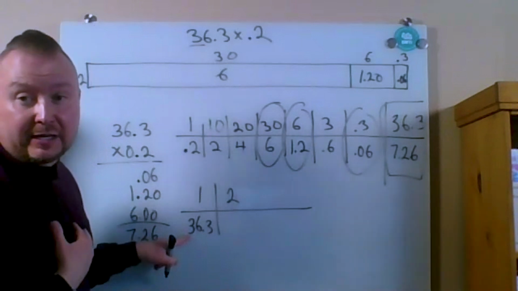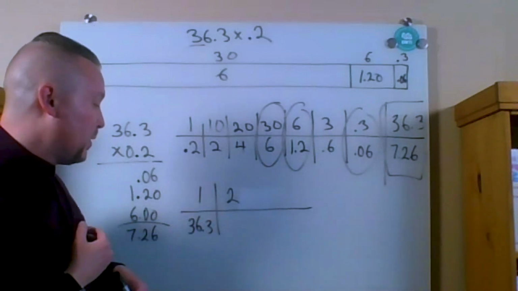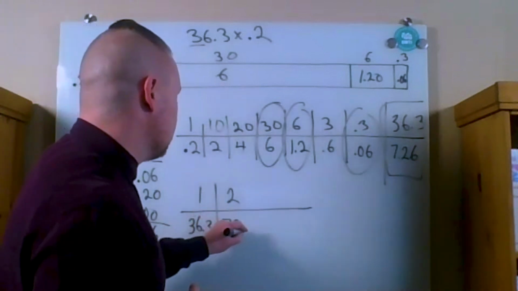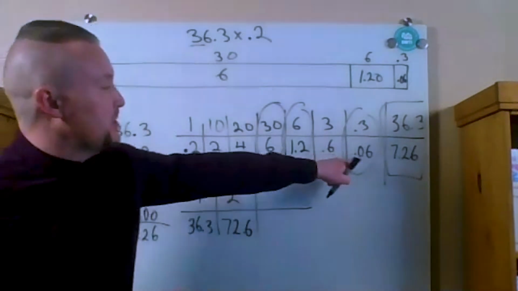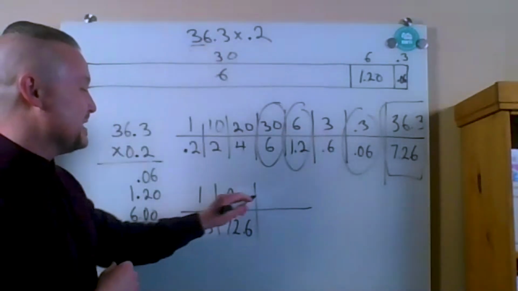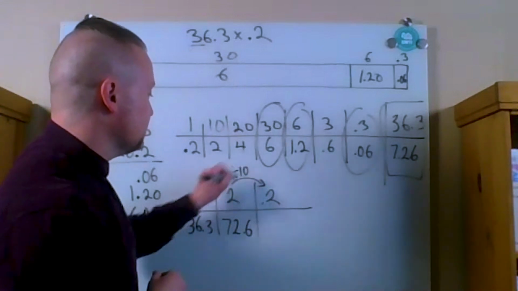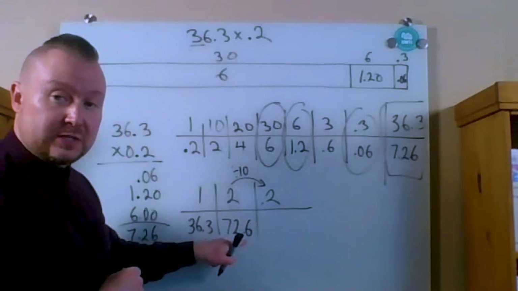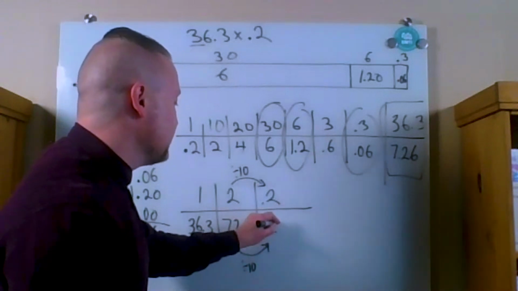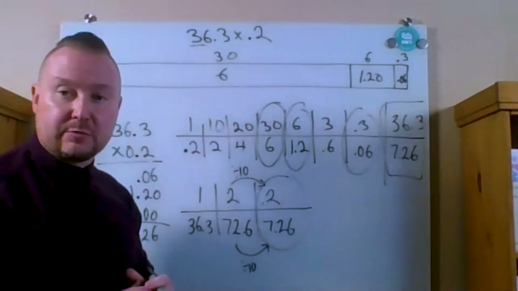So another strategy I could do is just double the 30 to 60, double the 6 to 12, that gives me 72, and then double the 3/10 to 6/10. And now, using the 10 rule, just like we did up here and in these other methods, I can now decrease that by a place value, which means the 72 and 6/10 also has to decrease by a place value, and we end up with our product just like we found in all the other methods.